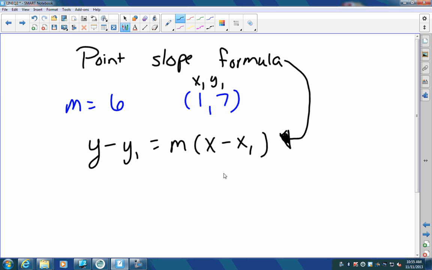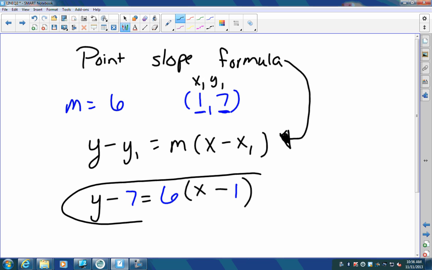So when I'm writing my equation, I have y minus. Now, whatever the y1 is, we put that in there. That's 7. Equals m. M is my slope. That's 6. Then I have x minus x1. x1 is 1. This is now my equation in point slope form.